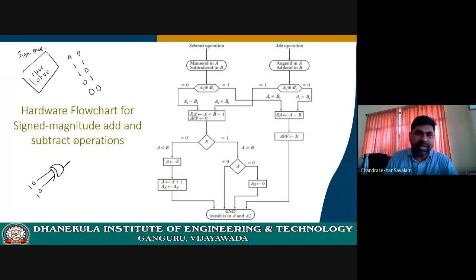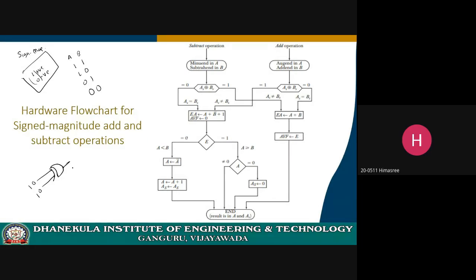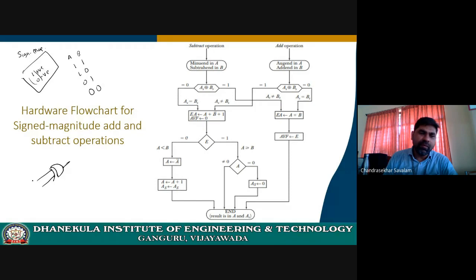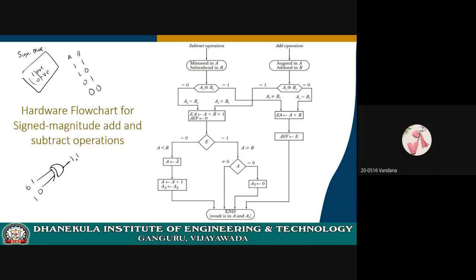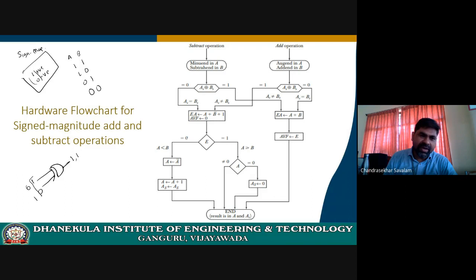Students, have you understood this? Yes, sir. Suppose if you apply 1, 0, what is the output? 1. 0, 1, what is the output? 1. So if both inputs have different signs, 1 means plus, 0 means minus, so 1, 0 you are getting 1 output, and 0, 1 you are getting 1 output. That means if the exclusive OR gate output is 1, whether addition or subtraction, the inputs have different signs. Have you understood this, students?